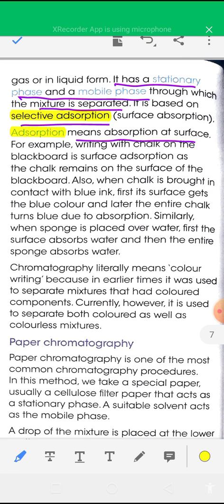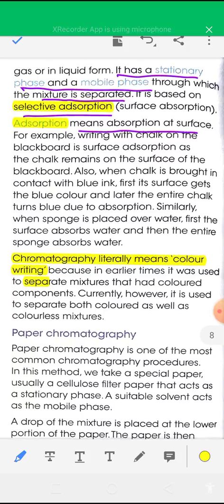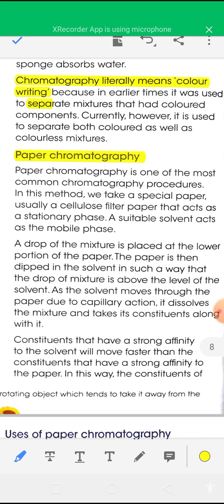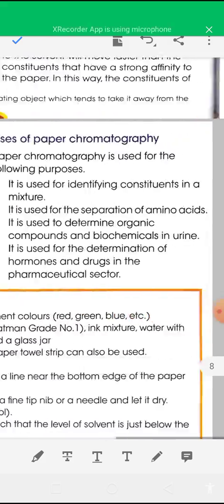What is the meaning of chromatography? Chromatography literally means color writing, because in earlier times it was used to separate a mixture that had colored components. One modern method is paper chromatography, the most common chromatography procedure. In this method, we take a special paper, usually cellulose filter paper, that acts as the stationary phase, and a suitable solvent which acts as the mobile phase.